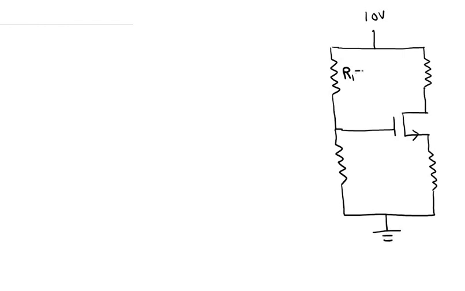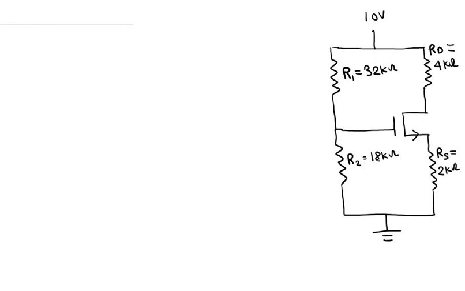It is given that R1 is equal to 32 kilo ohms and R2 is equal to 18 kilo ohms, and RD is 4 kilo ohms. This is RD, where D denotes the drain, equal to 4 kilo ohms, and this is RS, which denotes the source resistance. RS is equal to 2 kilo ohms.